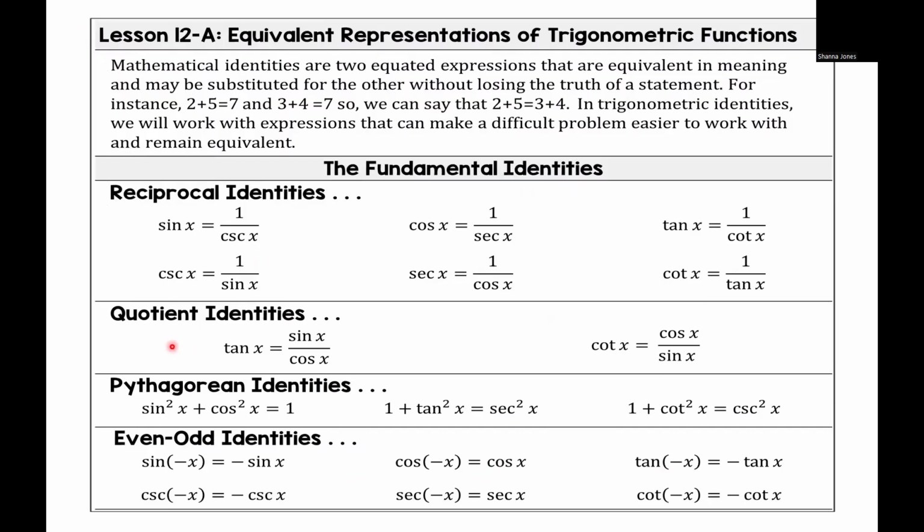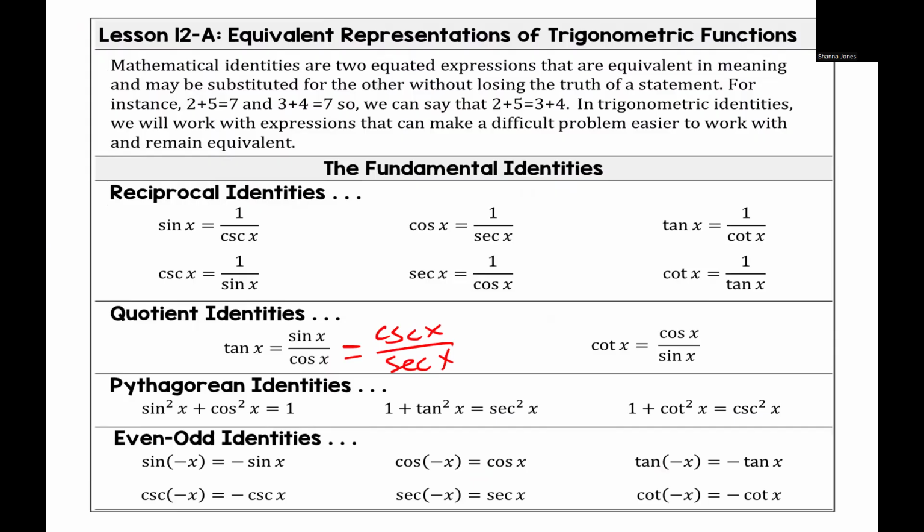Next are your quotient identities. Your quotient identities are tan x equals sine x over cosine x. The thing about an identity is that they can also be manipulated to mean other things. So if I have that tan x equals sine x over cosine x, it also can mean, if I substitute in the reciprocals, I can also create another identity, which would be tan x equals, let me write it. This could also mean that tan x equals my cosecant x over my secant x, because I can substitute the reciprocal identities in and create another identity, okay?